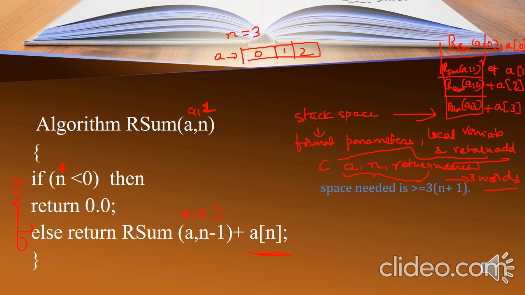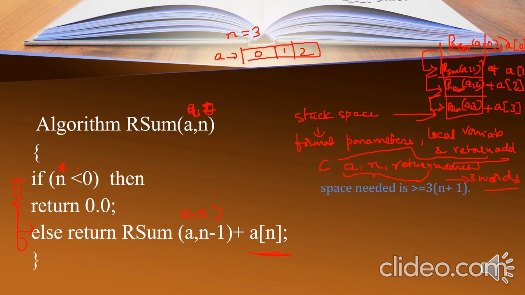R sum a comma 0 when it is passed. What happens if n is less than 0, then return 0. It evaluates this and returns the value to the previous call. Then this will evaluate it and return to the previous call. Then finally this will return to the previous call. This is how it is going to work.